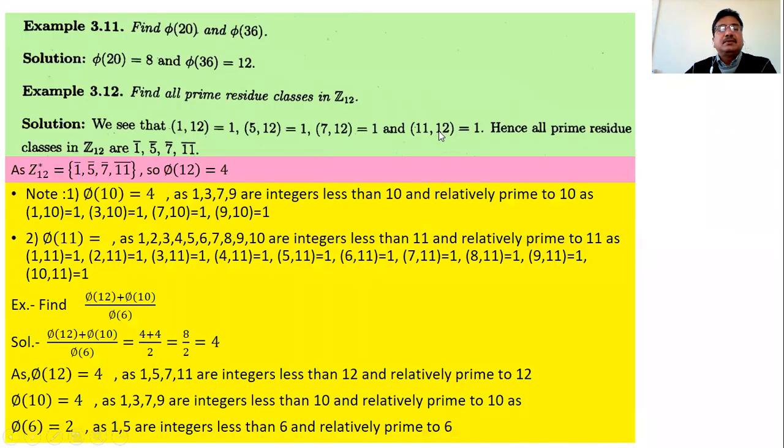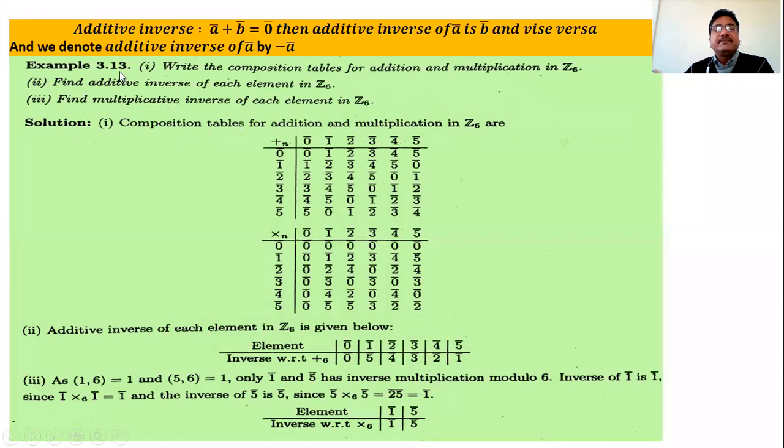So here is the question. Write the composition table for addition and multiplication in Z6. This is the table for addition in Z6. This is the table for multiplication in Z6. Okay, and then we have to find the additive inverse. So what is the additive inverse of each element in Z6?